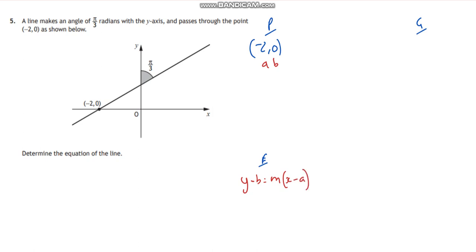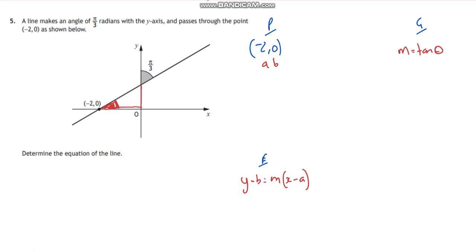Well, the gradient is usually from 2 points, which I don't have, or it can be the perpendicular gradient from another line, don't have that. What I do have is an angle. So this is obviously looking at m is equal to tan theta. So the angle you want, don't forget, is this angle in here. That's the angle for a gradient, yeah? Because that's the angle that's relative to the height and the length.